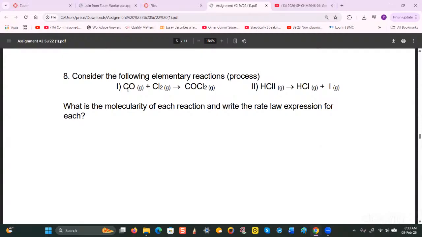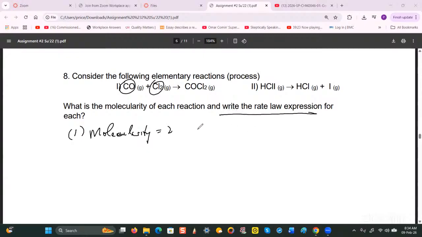So for example, in the case of the first reaction here, you see that carbon monoxide is reacting with chlorine. So therefore, in the case of one, the molecularity is equal to 2, because you have one molecule here and one molecule here as reactants in that elementary step, all right? Now, the next question is asking for the rate law expression.